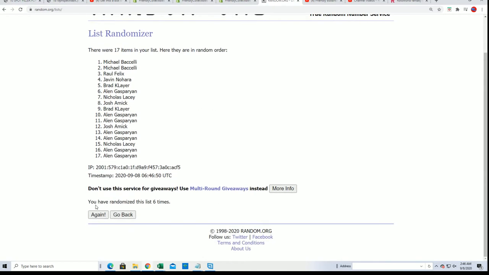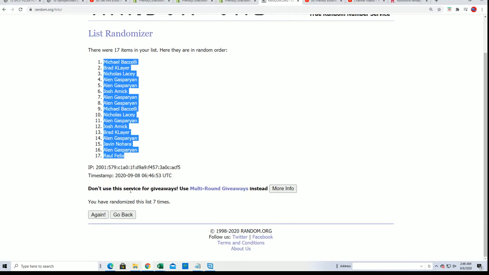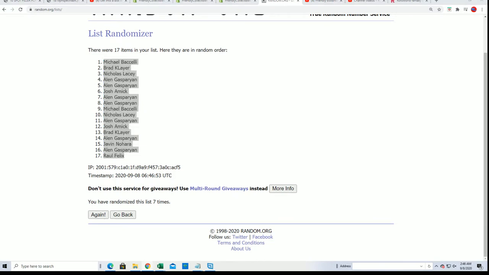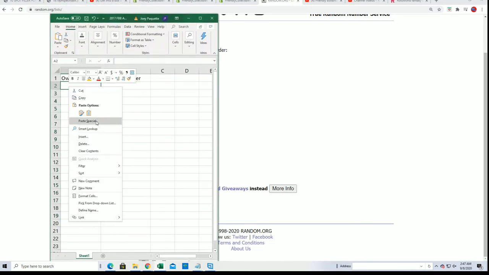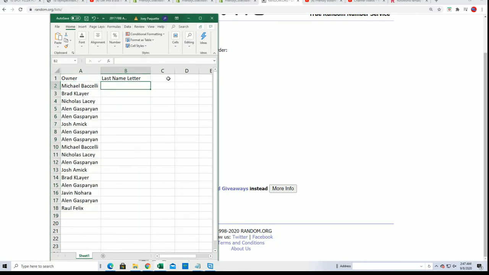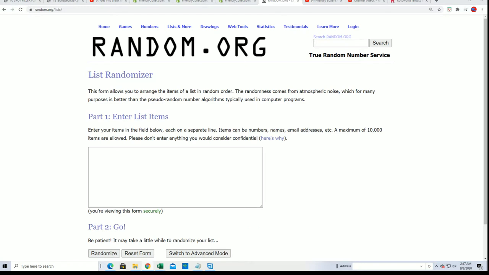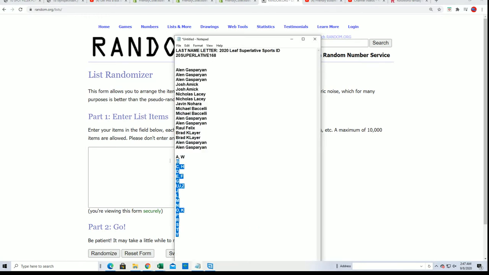All right, here's the lucky number seven. We got our first random finished. Now we're just going to go ahead and randomize the last name letters, and we'll be stacking them right here. So good luck as we look to see who gets what letter in the break. Bada bing, bada boom.